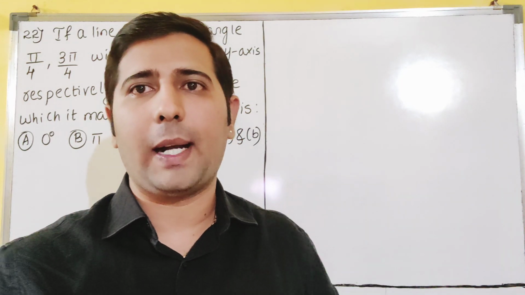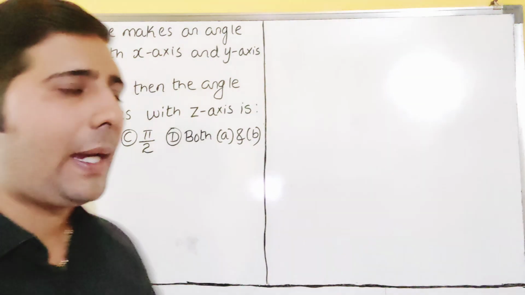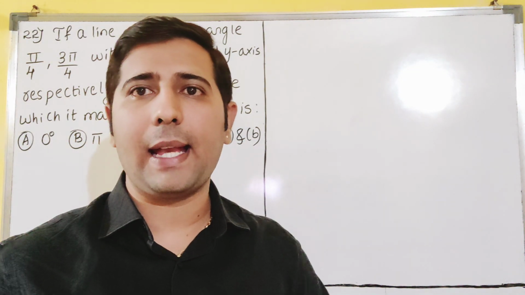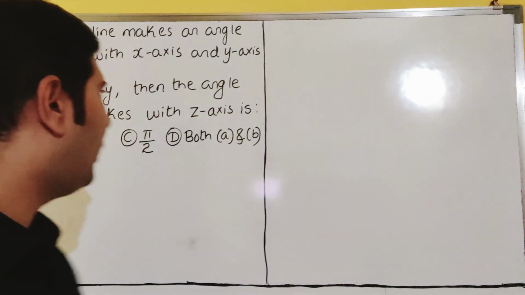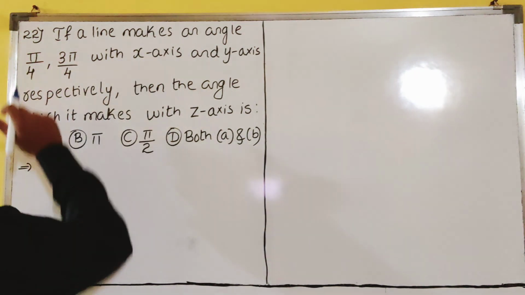Then what is the angle the line has made with the z-axis? If it has made pi by 4 with the x-axis and 3 pi by 4 with the y-axis, they are asking how much angle it makes with the z-axis. So easily you can find, dear students. So now x-axis, what angle we will take?